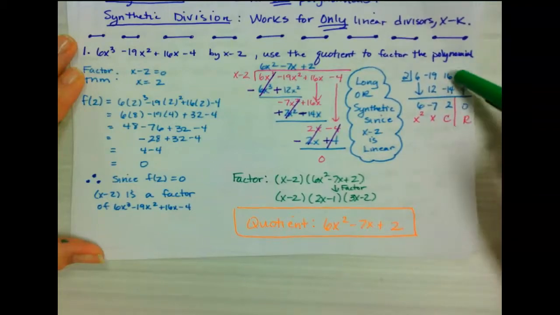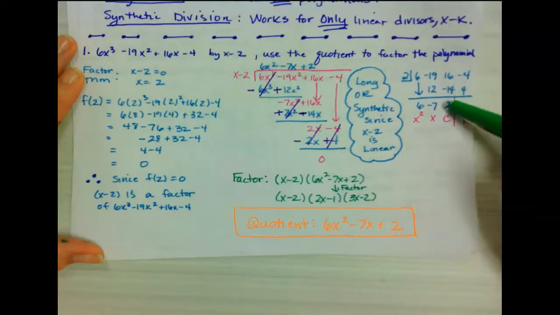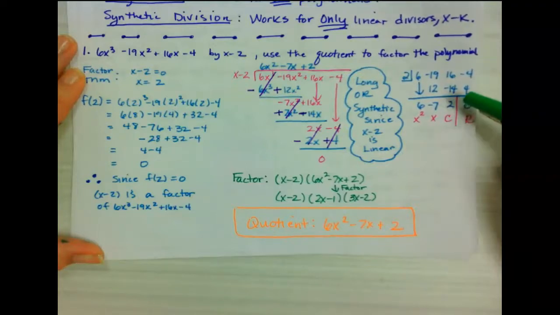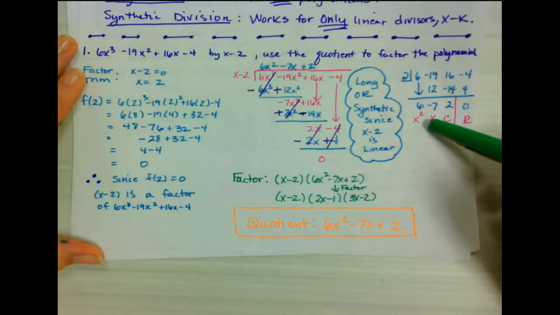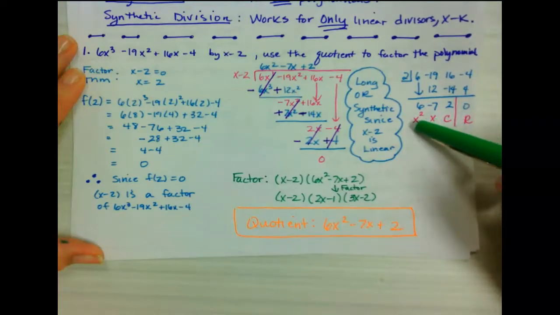Above the line, you add. So 16 and negative 14 is positive 2. And below the line, you multiply. 2 times 2 is 4. Negative 4 and 4 is 0. So what this back number is in synthetic is the remainder, and then you work your way back up in order. So then the next thing to it would be the constant, and the next thing to it would be x, and the next thing to it would be x squared.